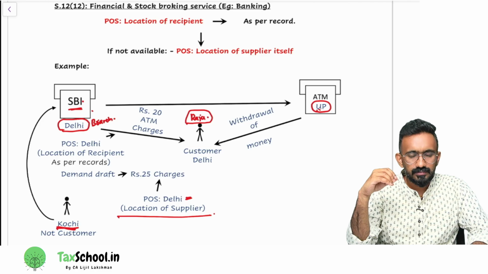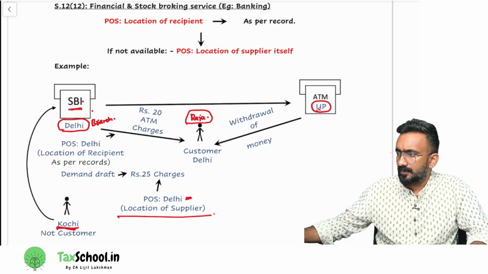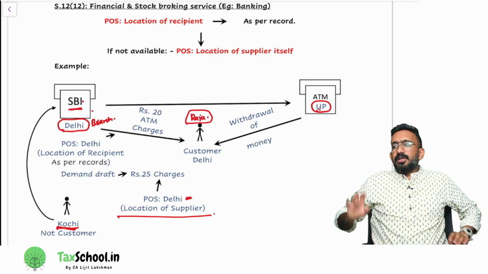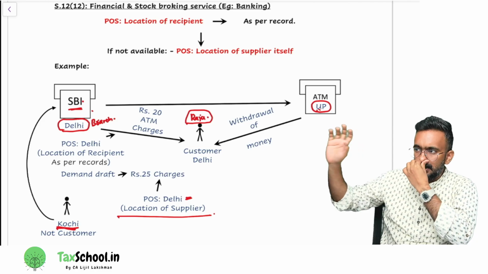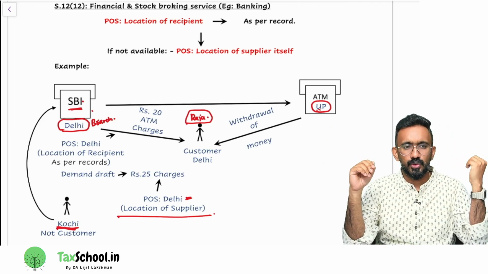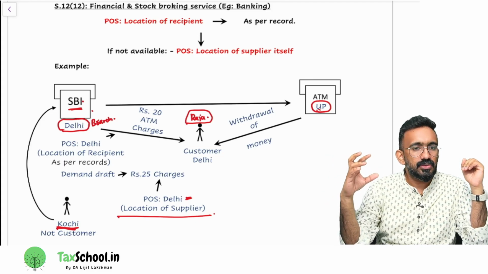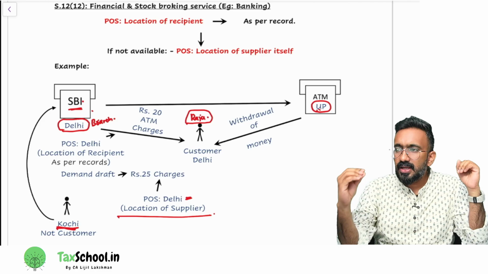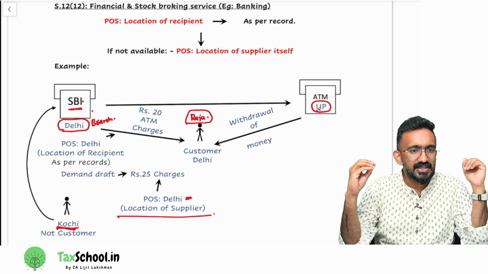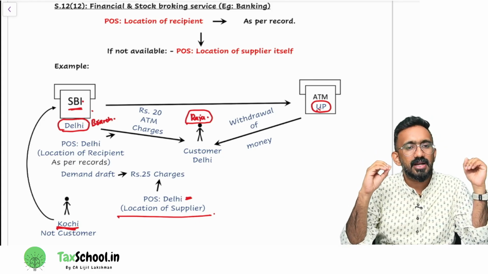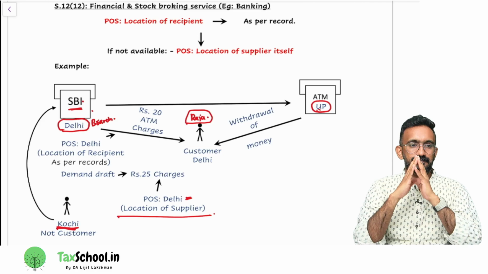So a State Bank of India customer from Delhi went to Uttar Pradesh for attending Kumbh Mela. He went and withdrew money from an ATM in Uttar Pradesh. State Bank of India charged ATM transaction charges from this customer, 20 rupees plus GST. What will be the place of supply for this service?